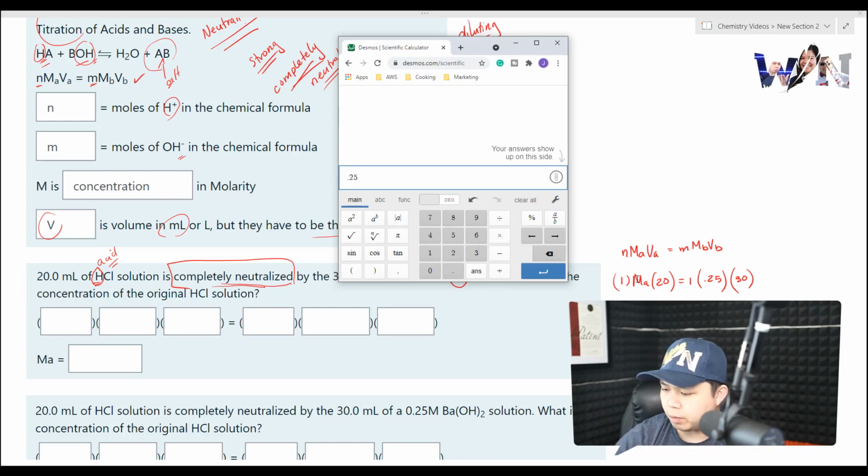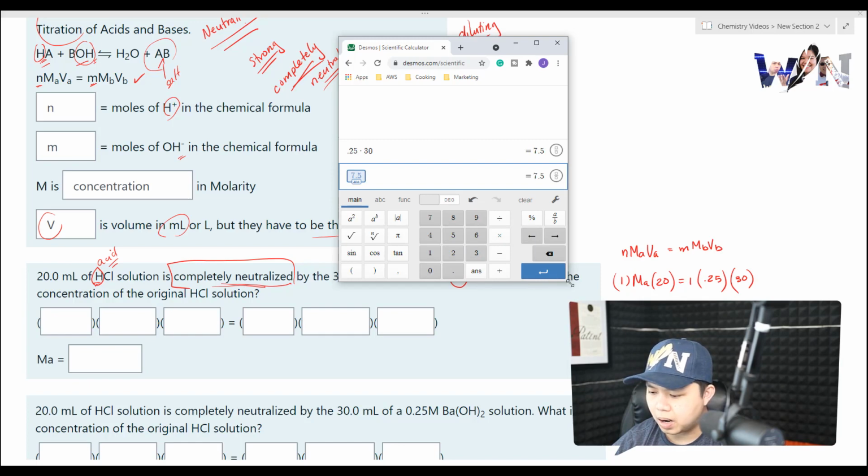So we know that we can multiply, right? So we have 0.25 times 30. There you go. And then we can take our answer and divide it by whatever over here. Basic algebra, divide by 20. Again, we can ignore the 1.